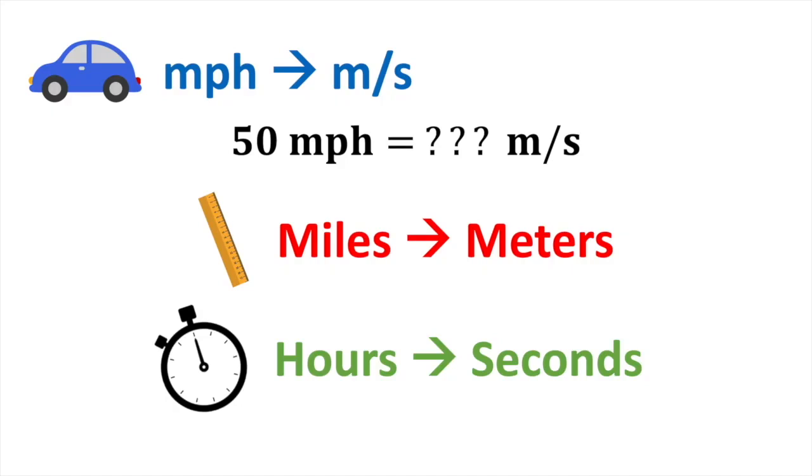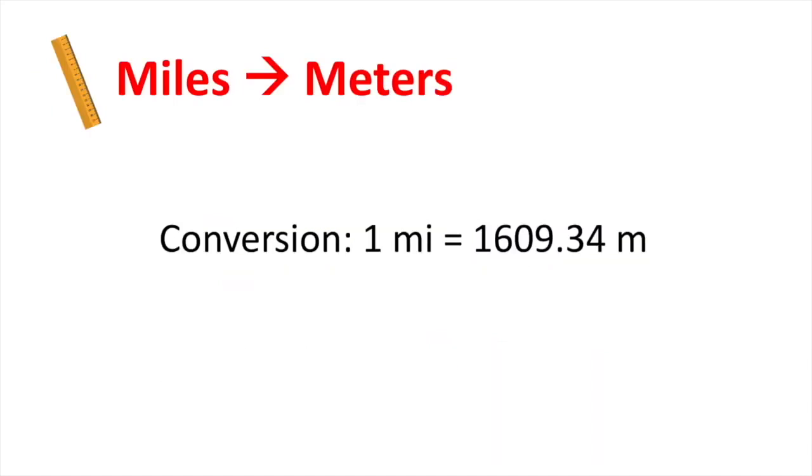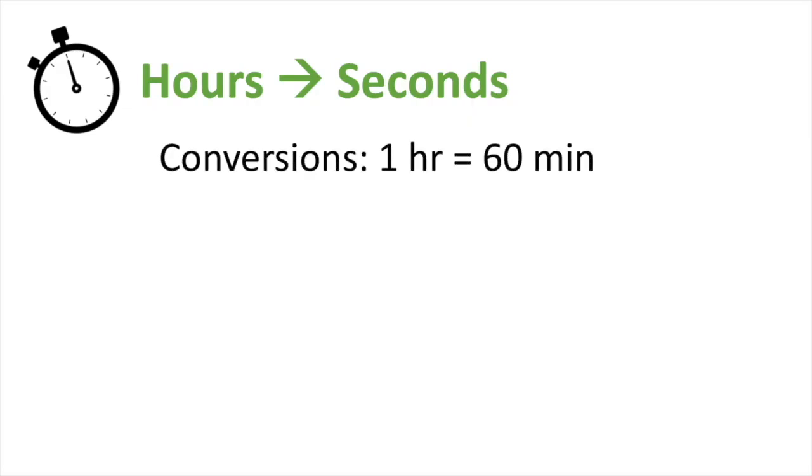So let's get started. First, to convert from miles into meters, we need the conversion factor that 1 mile is equal to 1,609.34 meters. Now, to get seconds from hours, we need to convert hours into minutes and then minutes into seconds. The easiest way to do this is all at once, much in the same way we will convert miles per hour into meters per second. We, first of all, know that 1 hour is 60 minutes and 1 minute is 60 seconds. So we can apply both of these at the same time to 1 hour.